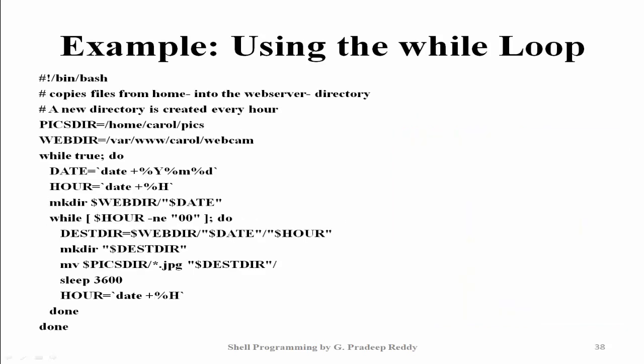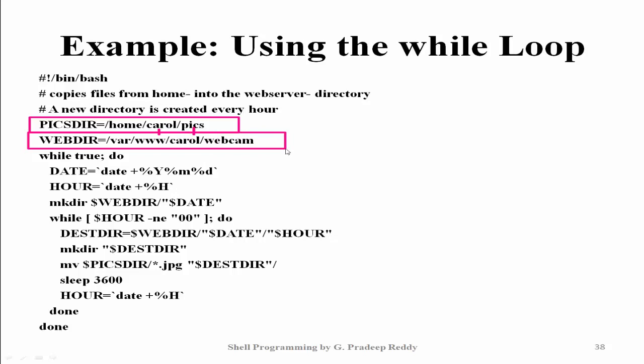So next one, while loop. By using a while loop, you are going to specify that this program is going to copy files from home into the web server directory. So now here you have specified the pix directory. You have specified home Carl pix. It means Carl is a user and pix is a specific folder name which you want to move into the web directory. Here you have specified a web directory.